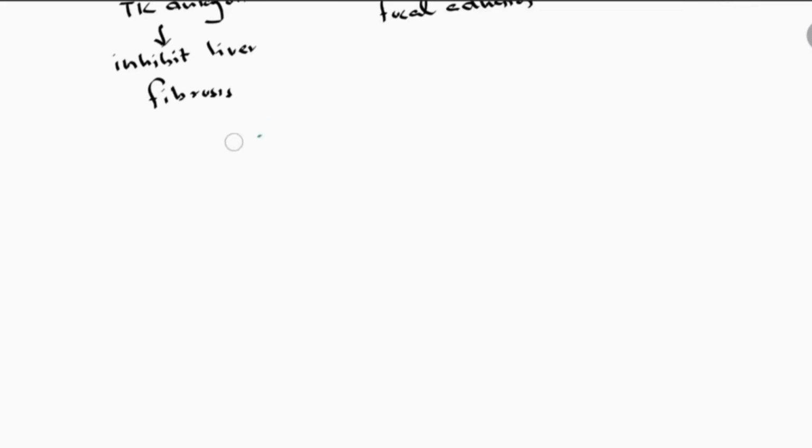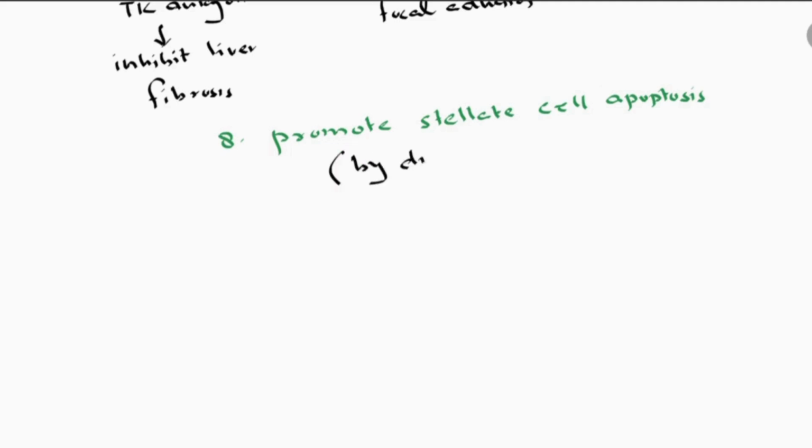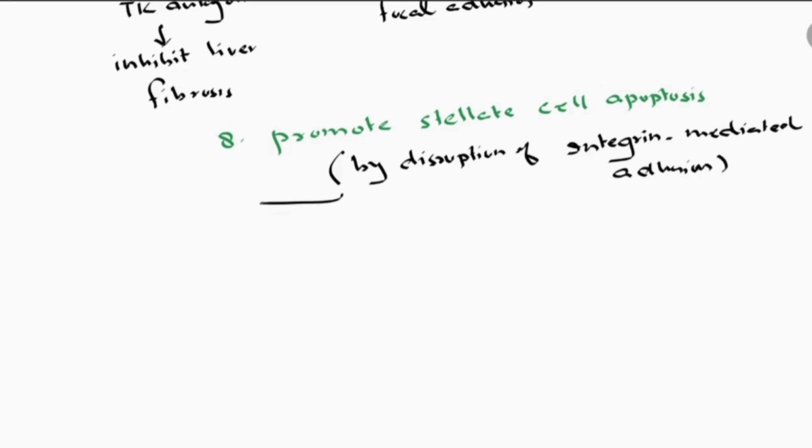Now we have another group that promotes stellate cell apoptosis by disruption of integrin-mediated adhesions. Among them, we have TRAIL ligand, which causes hepatic stellate cell apoptosis, and gliotoxin.